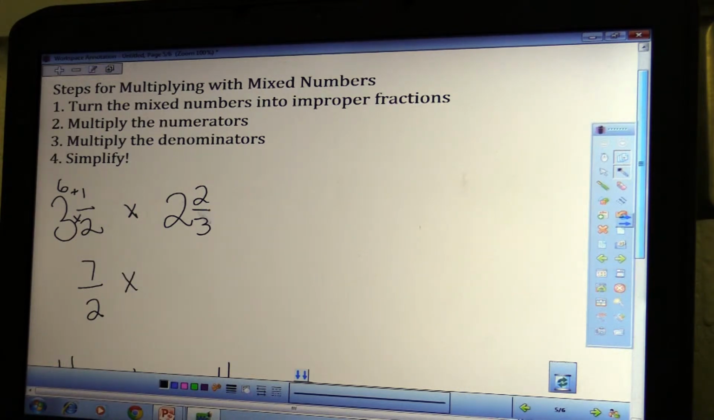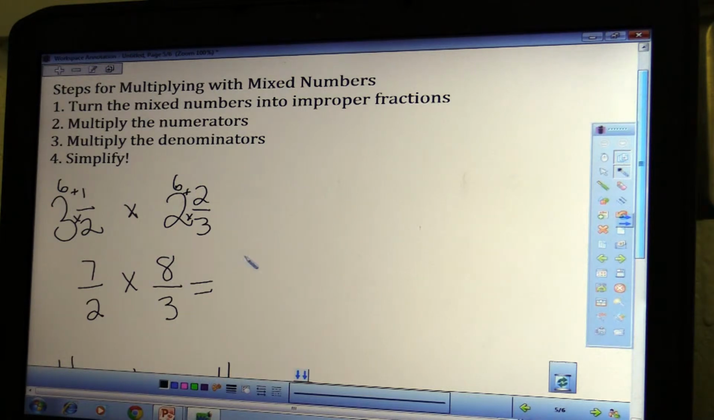Now I do the same with 2 and 2/3. I multiply the denominator times the whole number. 3 times 2 is 6. I add 6 onto the numerator. 6 plus 2 is 8. And then I keep my denominator of 3. Now my fractions are set up, and I'm ready to follow the steps that I already know, which is multiply the numerators, multiply the denominators, and simplify.